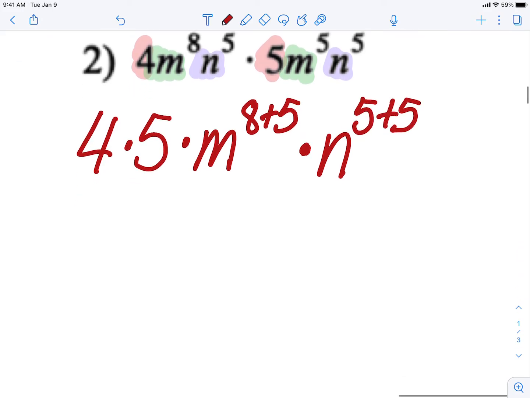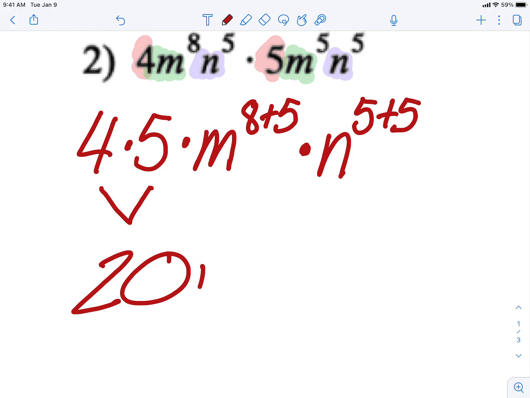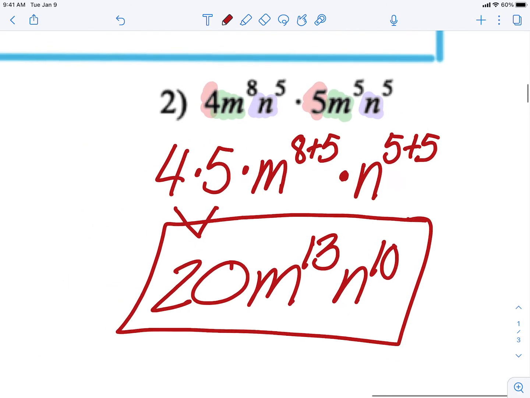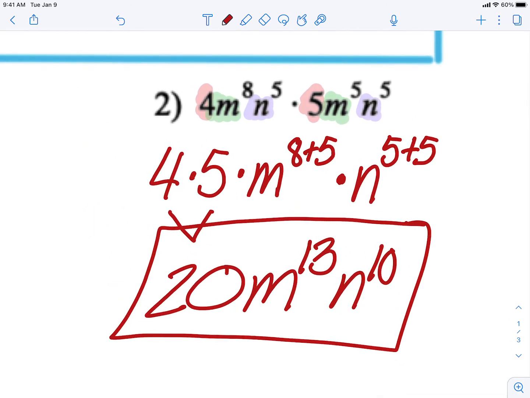Now, let's simplify. 4 times 5 is 20. m, 8 plus 5 is 13. n, 5 plus 5 is 10. And there you go. That's number 2, simplified. Bases are the same, we add the exponents. Regular numbers, you just multiply them because we are multiplying. It says times. Perfect.